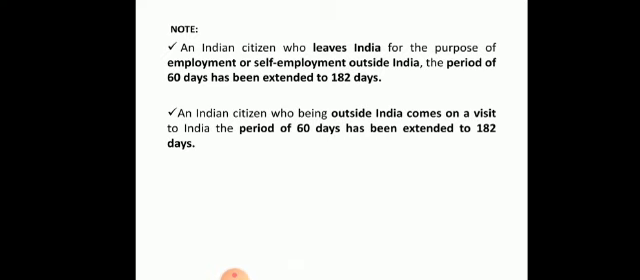The second additional condition is an Indian citizen who, being outside India, comes on a visit to India, the period of 60 days has been extended to 182 days. Here, the explanation says that he must have stayed in India for at least 182 days instead of 60 days.